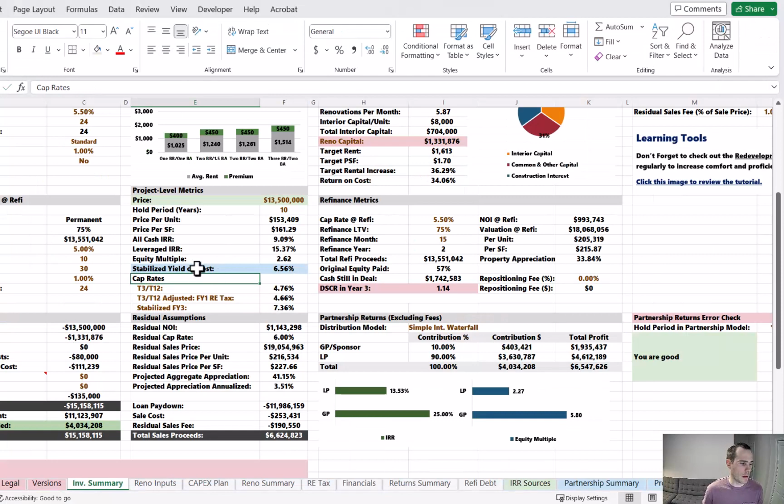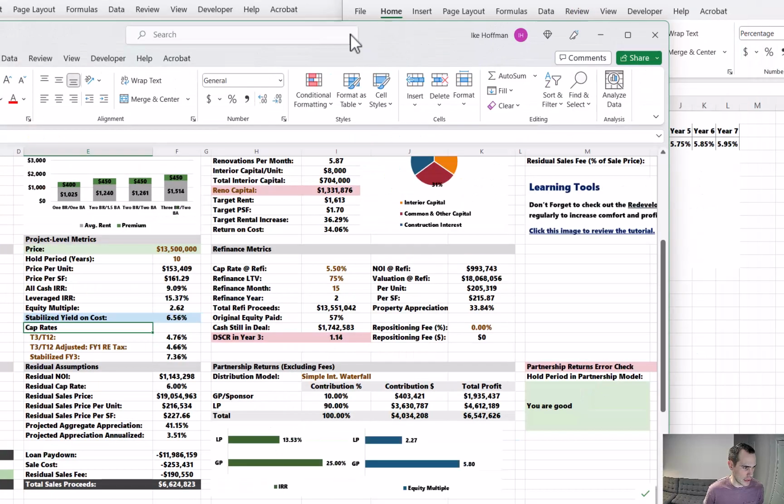So in the redevelopment model, I have the stabilized yield on cost metric highlighted blue because it's so important. Right below it, we have some cap rates. We have a T3, T12 cap rate. We have the same cap rate but adjusted for real estate taxes, and then a stabilized forecasted year 3 cap rate. I'm going to again minimize this screen a little bit so we can get our other workbook up and work through some of these calculations.